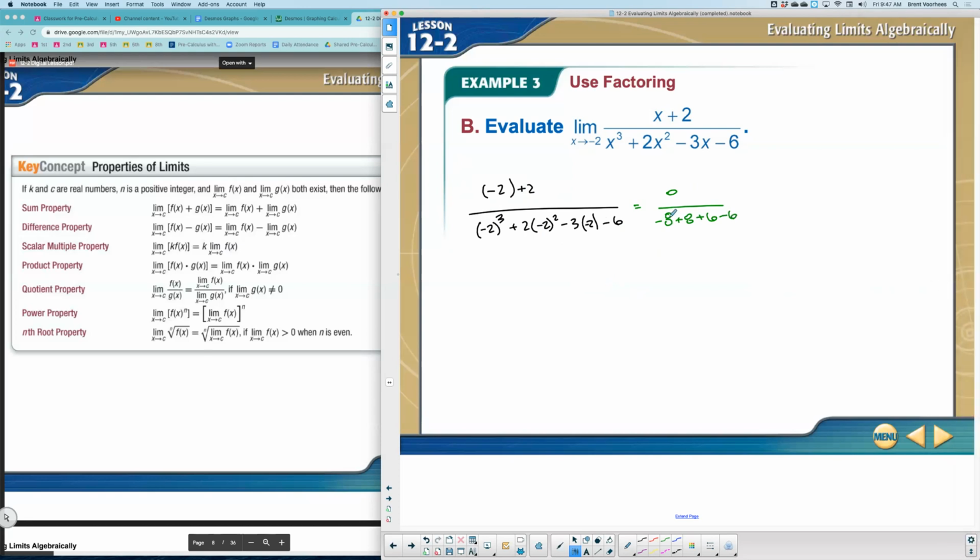You might notice this time, the 8s simplify, the 6s simplify, which leaves us with nothing on the bottom. And that we can't, there's no limit there. That's undefined. So we have a problem. Well, let's try factoring. If we wanted to try to factor, what I'm going to do is factor this by grouping. So this was just using direct substitution here.